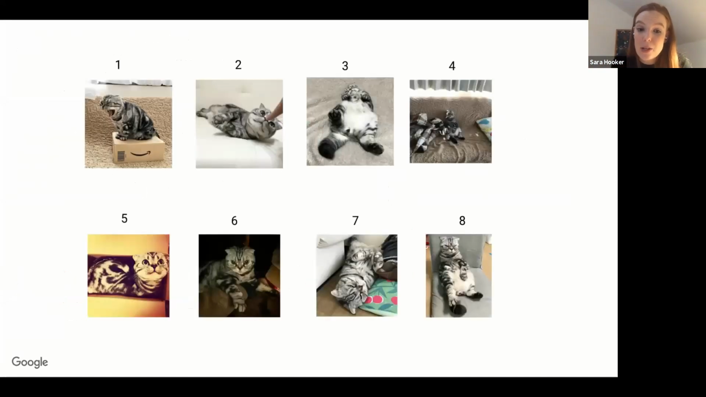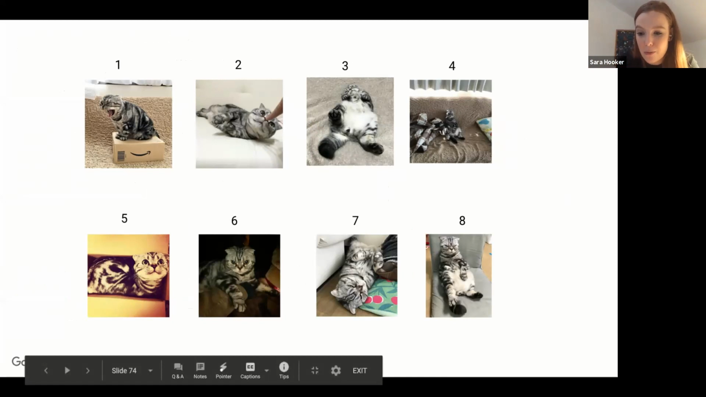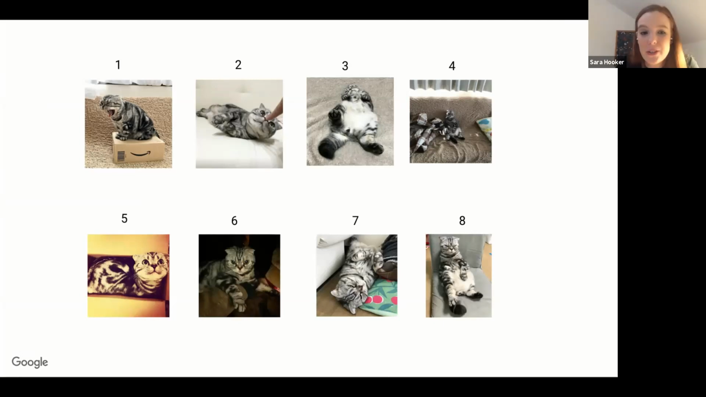And we also end up with a lot of variation in images. So out of curiosity, if we look at these images, which ones do you think are going to be more difficult for a model to classify?